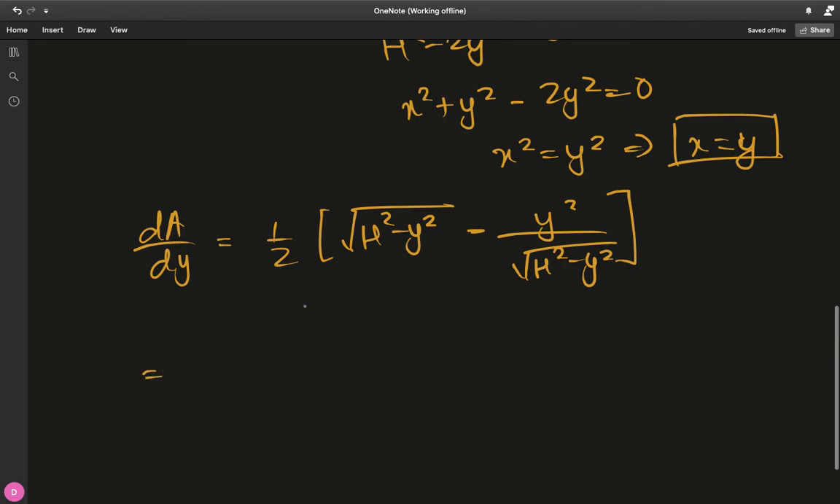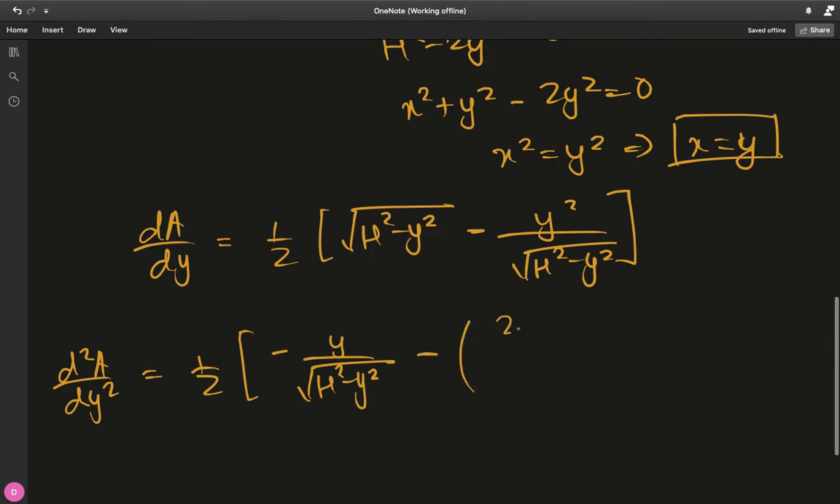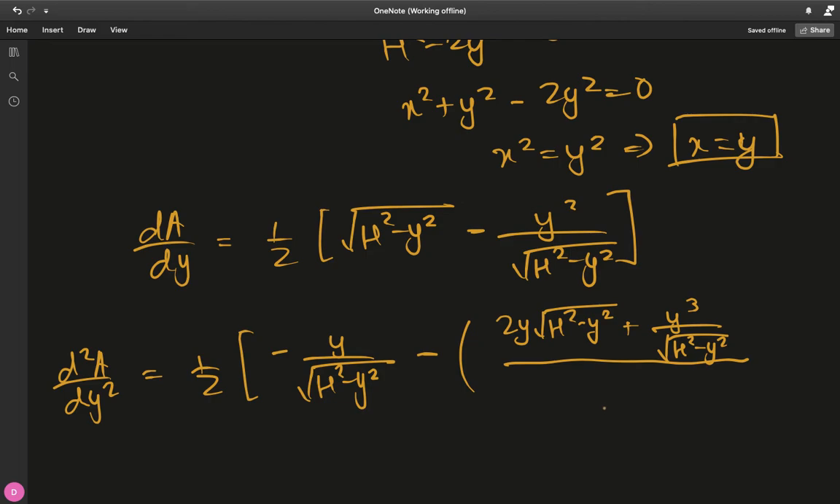Now differentiating both sides with respect to y, again we have d2A over dy squared. We have half, negative y over square root of h squared minus y squared. I'm doing this quickly. Minus 2y times square root of h squared minus y squared plus y cubed over square root of h squared minus y squared, divided by h squared minus y squared.